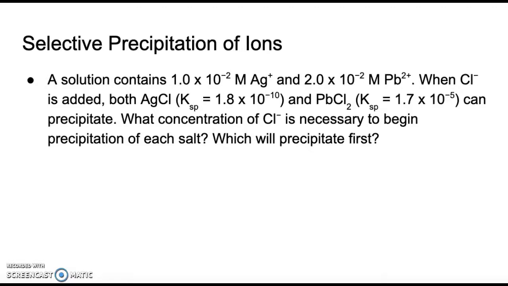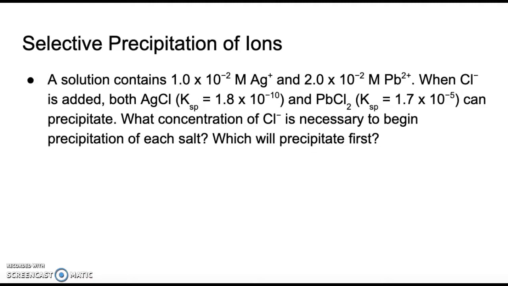Hi everyone. I wanted to make a video to show you one more type of practice problem that you might see with solubility equilibrium. So this is what we call selective precipitation of ions. Knowledge about solubility and KSP can help us to separate two metal ions from each other.